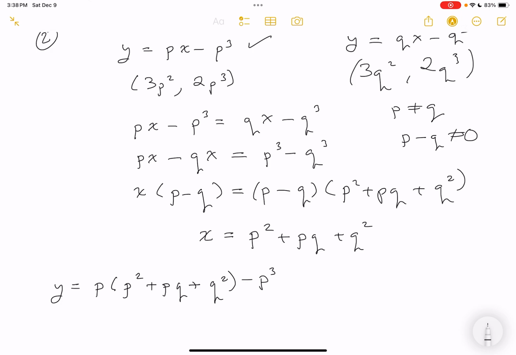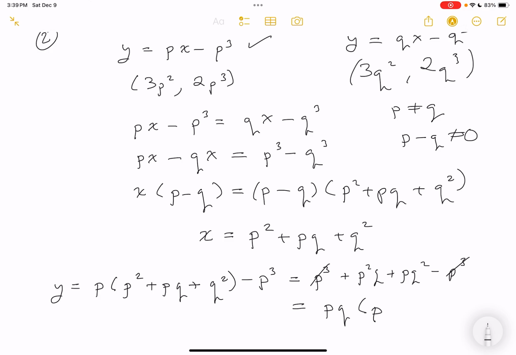Let's see if we can do that. Let me just multiply that out. What do you get? You get p cubed plus p squared q plus pq squared minus p cubed. Well, this worked out pretty nice, so the p cubed terms just cancel off. We're left with, let's take a look at that, I'm going to factor out the pq, by the way. And what do you get there?